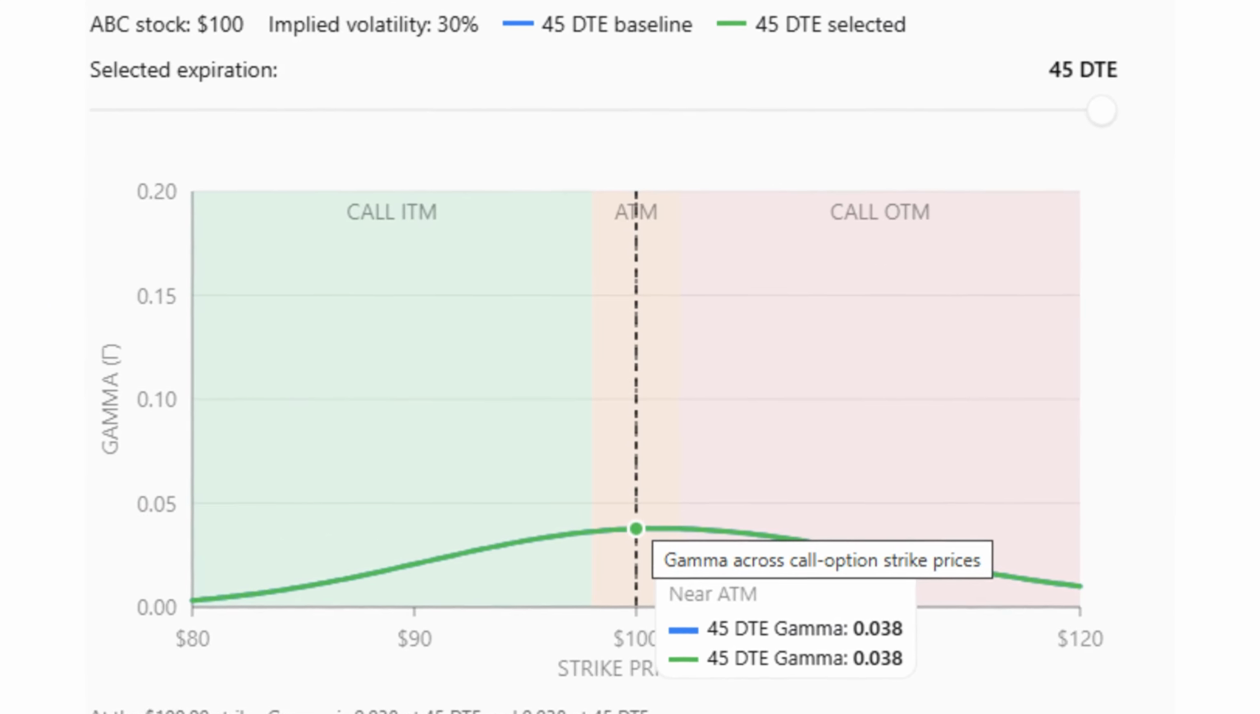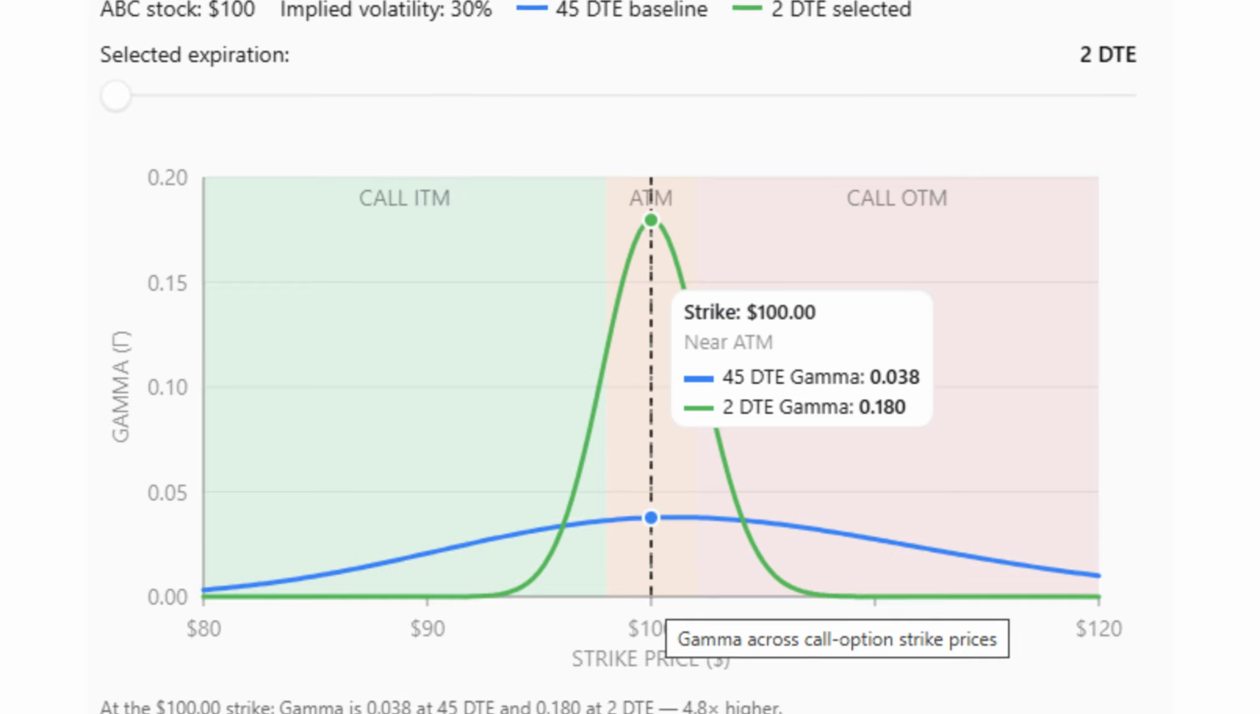At 45 DTE, the change is gradual. At 2 DTE, it can happen extremely quickly, especially near the money. However, this effect is concentrated around at-the-money options. As we move deeper in the money or further out of the money, gamma drops rapidly towards 0. So the shorter the time to expiration, the more abrupt the change in delta can become near the money. The longer the time to expiration, the smoother and more gradual that change tends to be.